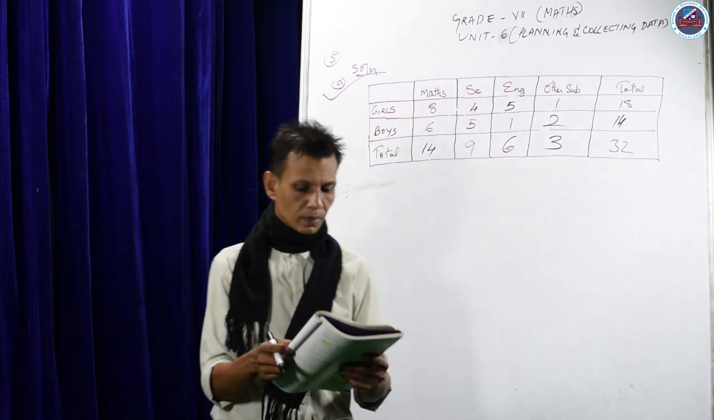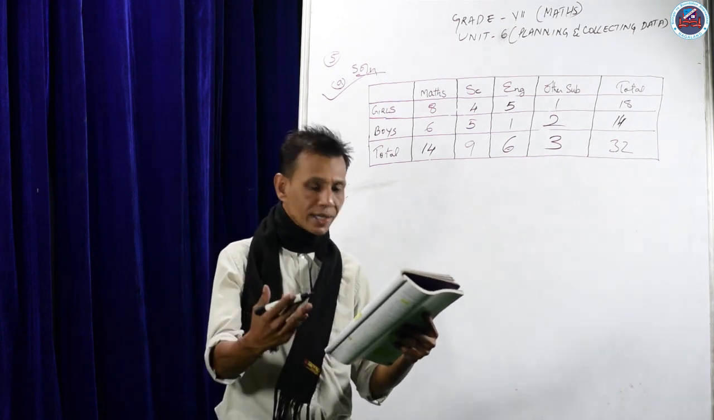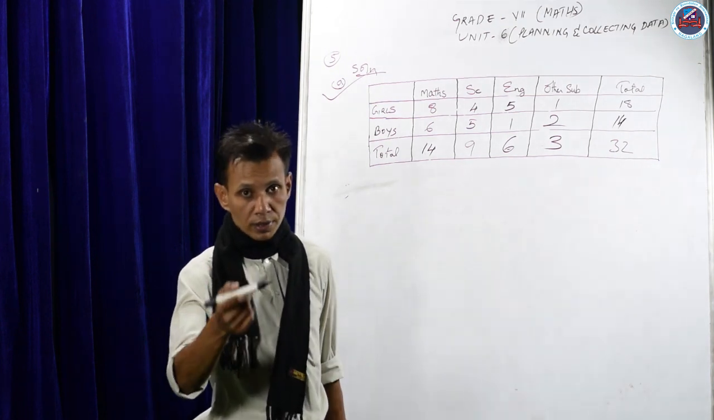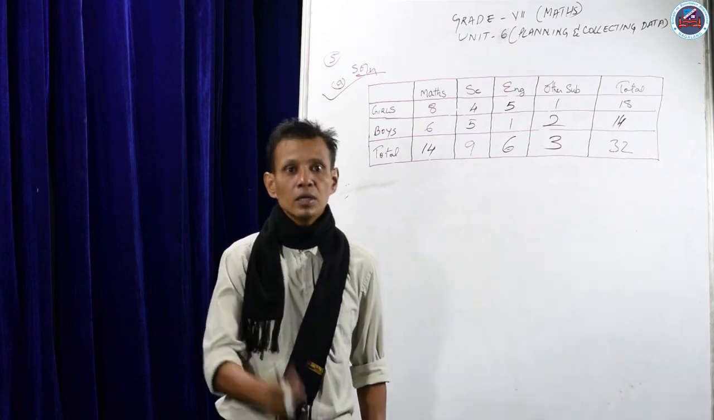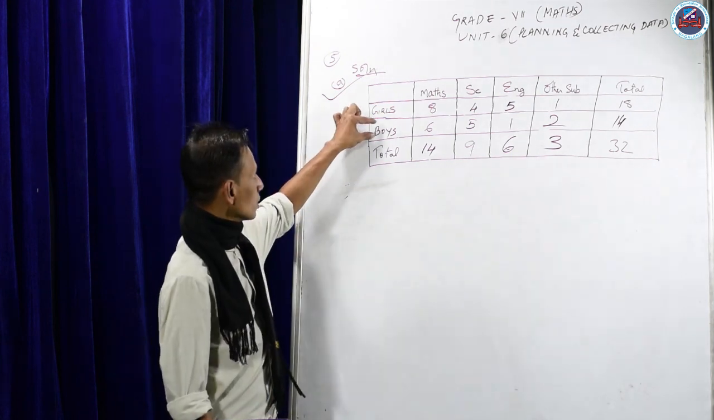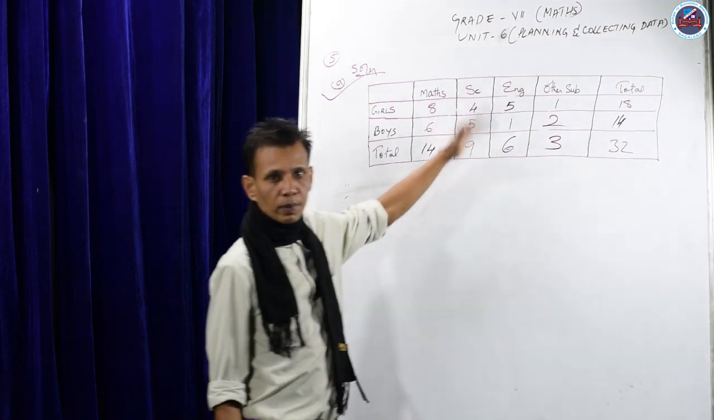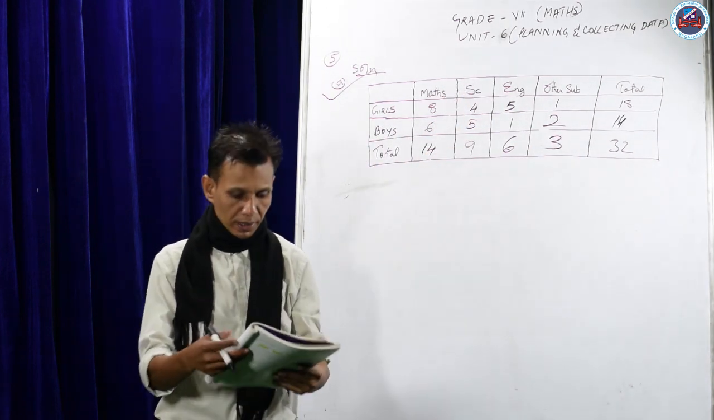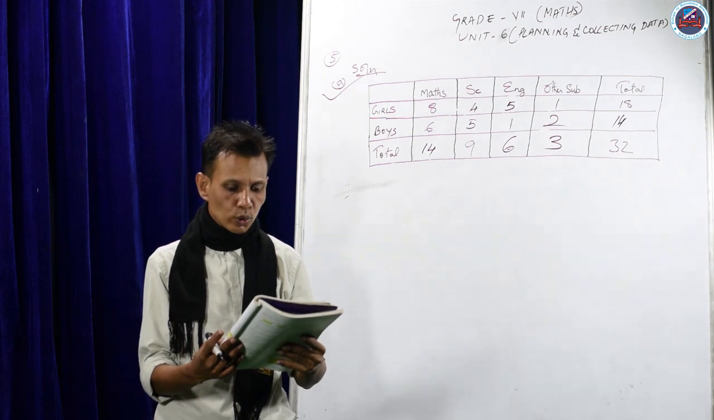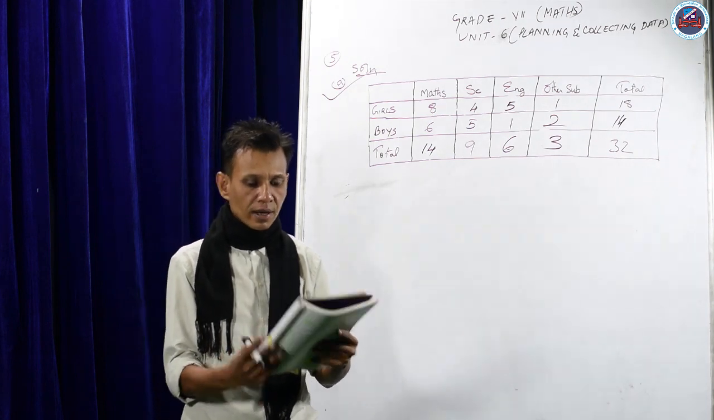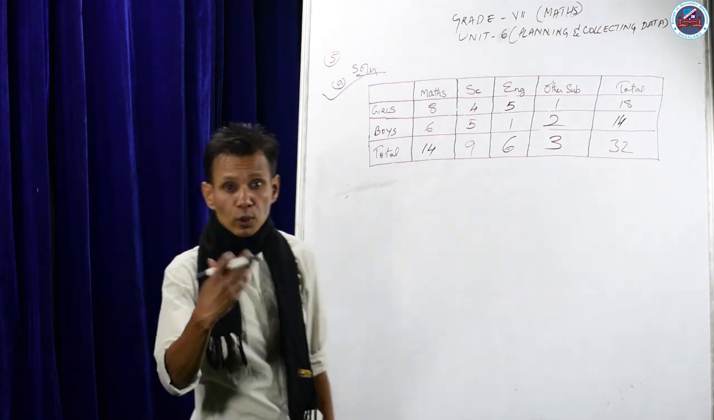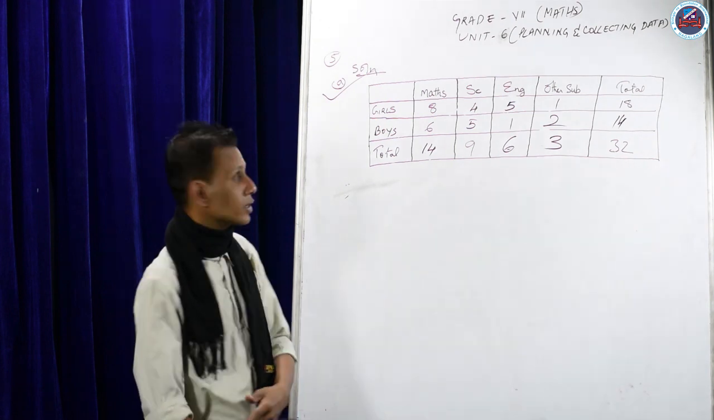Let's see what B says. How many of the boys? Now you observe only the boys row. This is the one. Top and bottom, avoid for some time. Let's see. How many of the boys choose science as their favorite subject? How many boys choose science as their favorite subject?